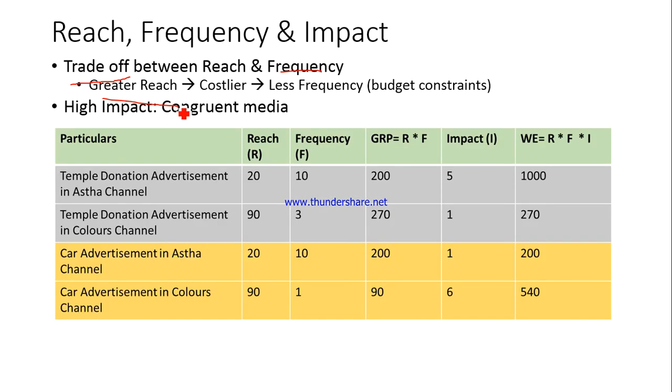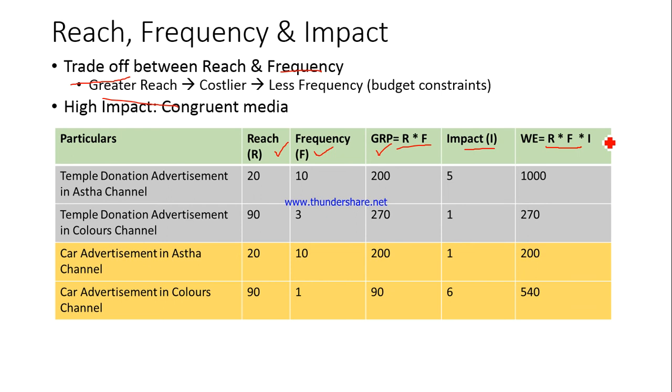Now, as I said, we'll be talking about these aspects by taking up an example. So I've taken up this particular example. Now please understand, the first column talks about the kind of ad that we are coming up with, then we have the reach, the second column, then the frequency, and then the gross rating points. You remember that it is nothing but the product of reach and frequency. Then we'll talk about impact, and then the weighted exposures, which is nothing but reach into frequency into impact. This is something that we've already discussed in the last slide.